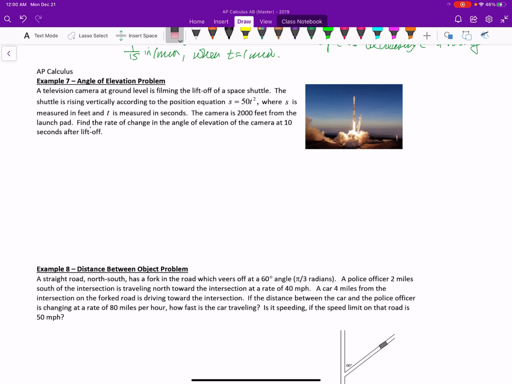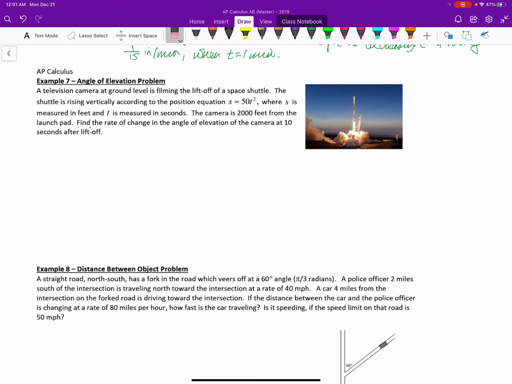So number 7 is an angle of elevation problem. It says a television camera at ground level is filming the liftoff of a space shuttle. The shuttle is rising vertically according to the position equation s equals 50t squared, where s is measured in feet and t is measured in seconds. The camera is 2,000 feet from the launch pad. Find the rate of change in the angle of elevation of the camera at 10 seconds.